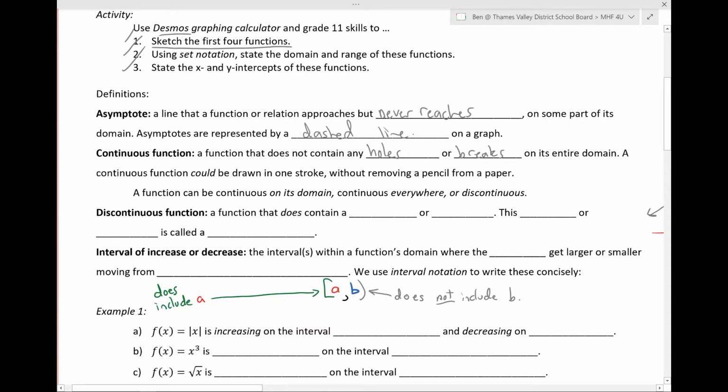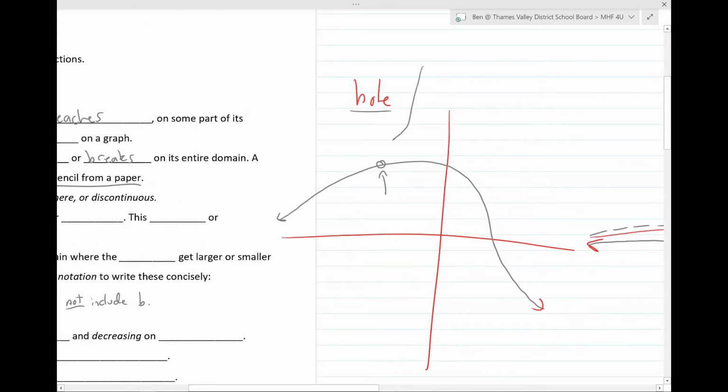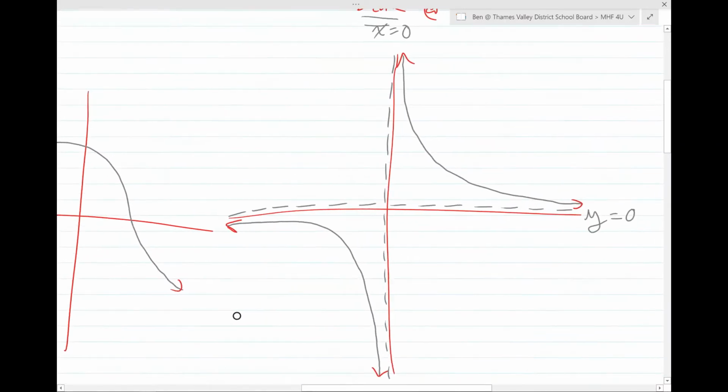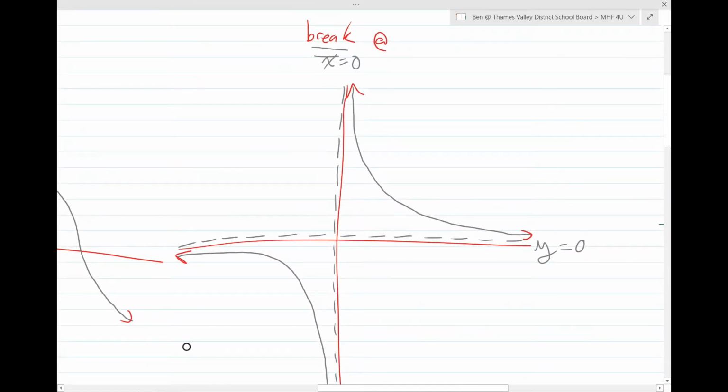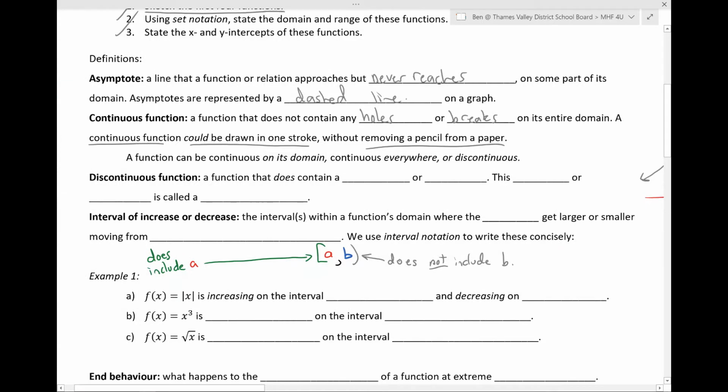Now, a continuous function can be drawn in one stroke without removing your pencil from the paper. That is how we're going to be able to tell if a function is continuous. Right here, if there's a hole, we would have to lift up our pencil from the paper right where the hole is, thus making it not continuous. And over here with the break, as I showed before, we need to lift our pencil from the paper and then move it considerably in order to keep drawing.